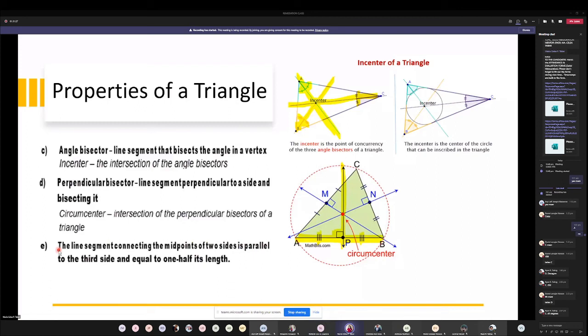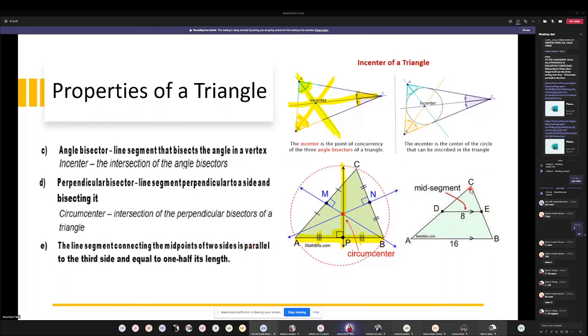Then we have the last property, the line segment connecting... Okay, let's get the last property. There's still more on the next slide. The line segment connecting the midpoints of two sides is parallel to the third side and equal to one half of its length. That's called the mid segment. So connecting the midpoints of two sides is parallel to the third side.